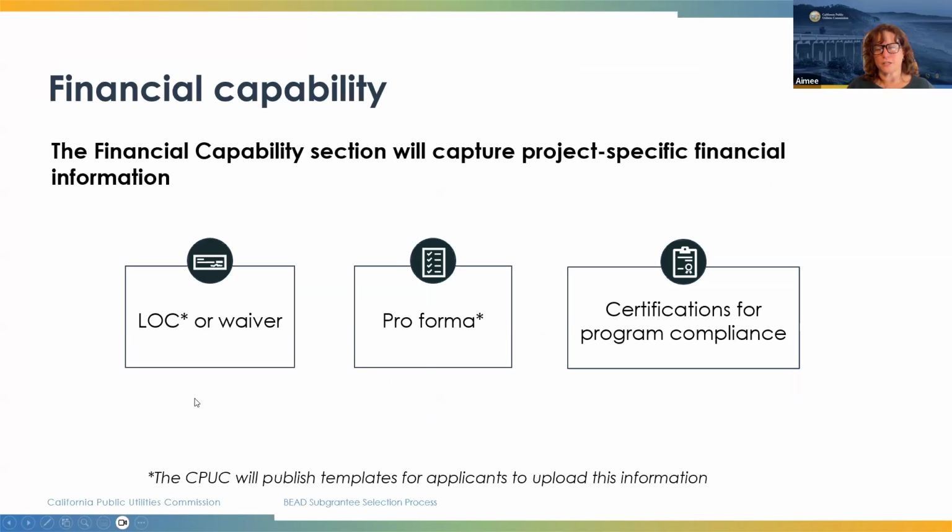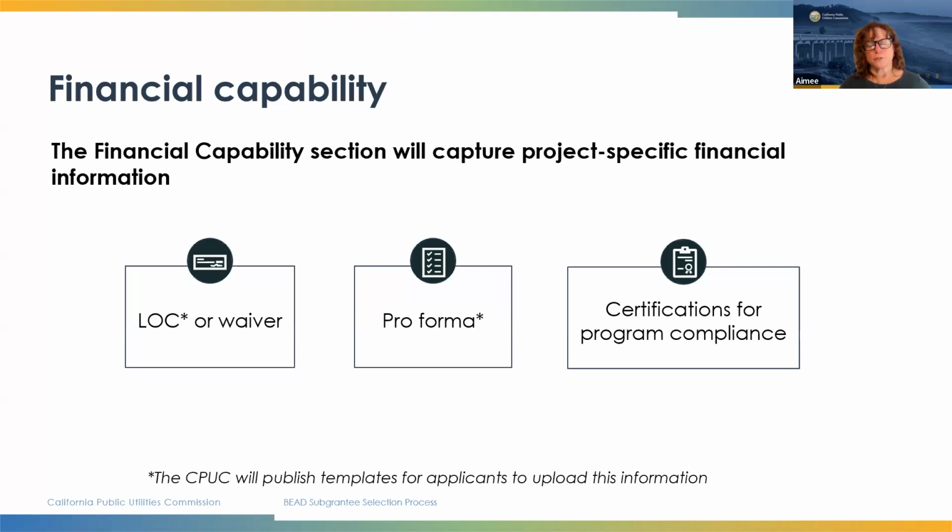For the financial capability section, this will capture project-specific financial information, including the letter of credit or waiver. BEAD requires that applicants show that they are able to get a letter of credit or a bond from a surety to cover their financial obligations, which are typically matched under the award.